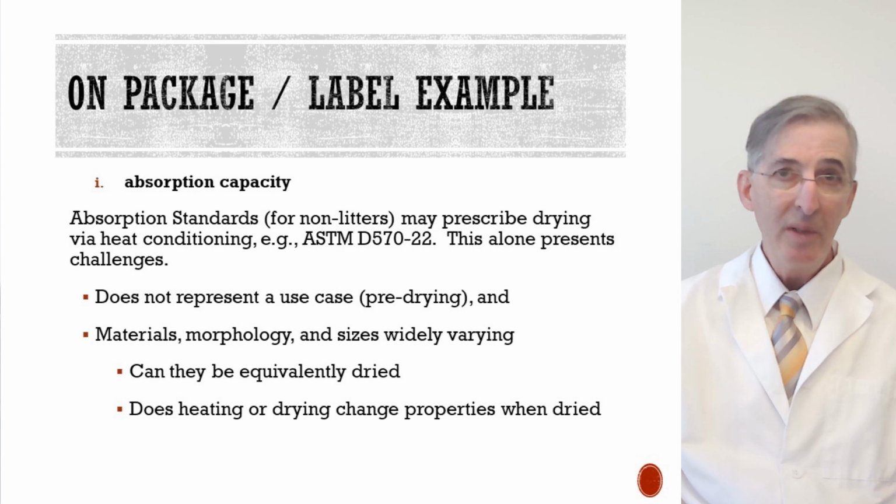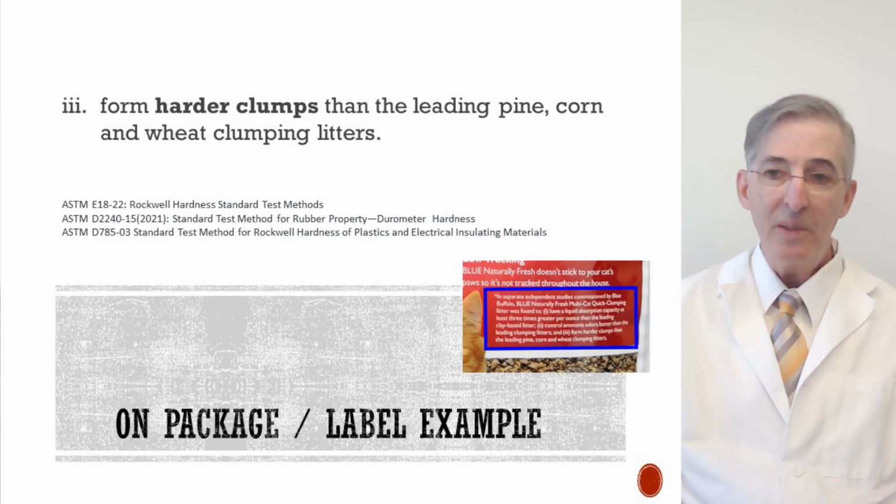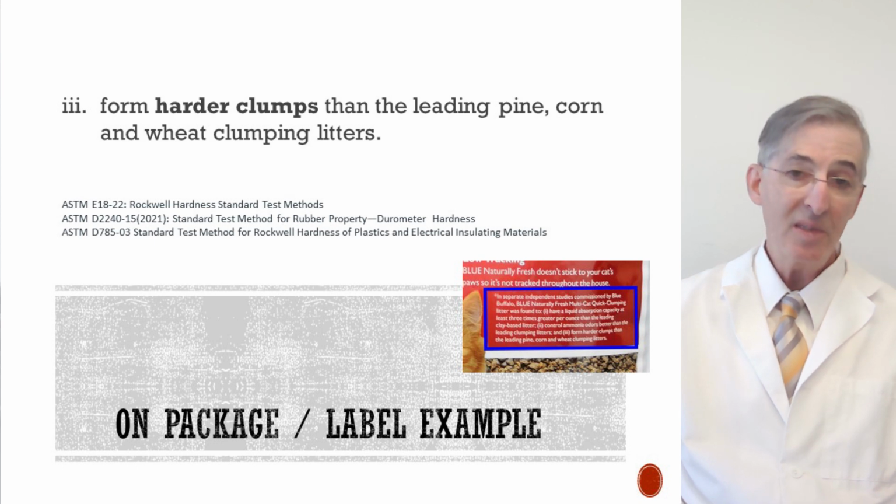Now, there may be procedures and instruments that can establish what absorption is done using a particular machine, but that machine was likely built to obey a certain protocol, which I doubt is anticipating litter. And the next one that we'll speak to is harder clumps. I pulled 3 ASTM procedures: Rockwell hardness, a very common one, rubber properties, and Rockwell hardness of plastics that are used for insulating. Doesn't sound a lot like litter to me. Probably doesn't to you either.